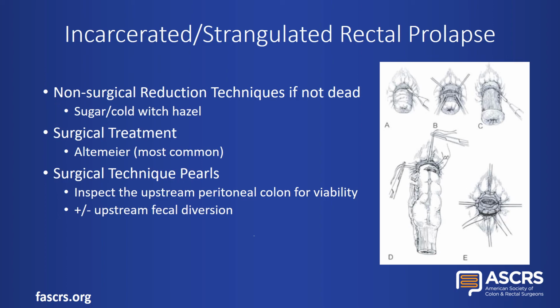The approach is highly variable and includes multiple abdominal and perineal options. In the setting of incarceration or strangulation, urgent surgical correction is warranted. A perineal proctosigmoidectomy with coloanal anastomosis, or Altemeier procedure, is most common. This can be performed with or without an upstream fecal diversion.